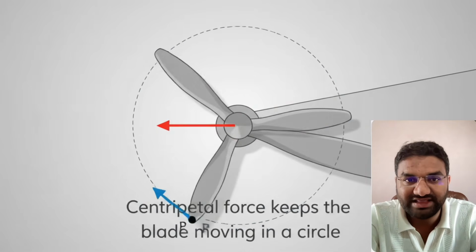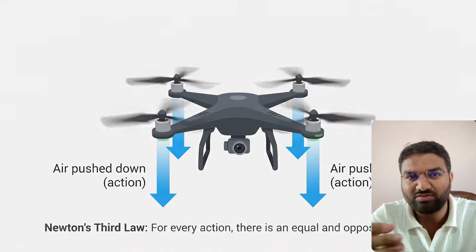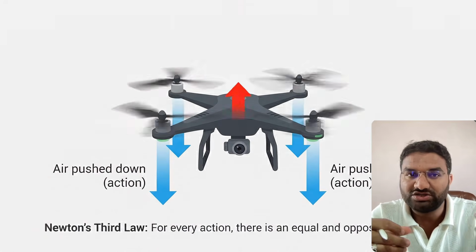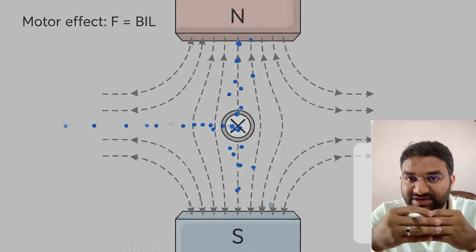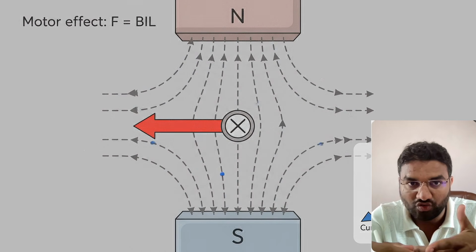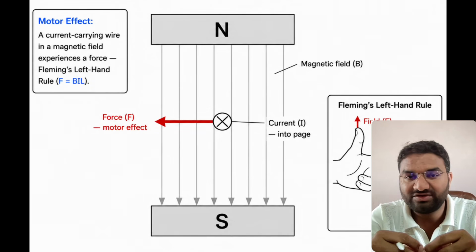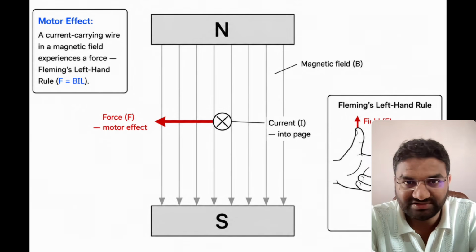All right, then the next electricity concept, that is the electric motor or motor effect. A current-carrying conductor in a magnetic field experiences a force. That's Fleming's left hand rule, fine. So F is equal to BIL. That's also applied in the case of a drone.